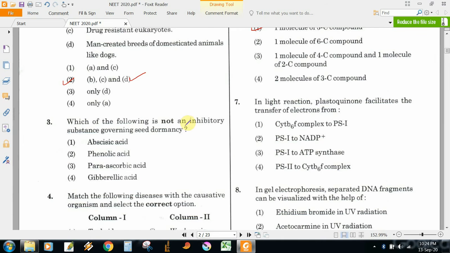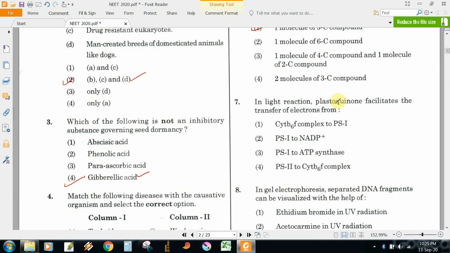Which of the following is not an inhibitory substance governing seed dormancy? The first one is abscisic acid, next is phenolic acid, the third is para-ascorbic acid, and the last is gibberellic acid. So the answer is gibberellic acid, which is not an inhibitory substance governing seed dormancy.